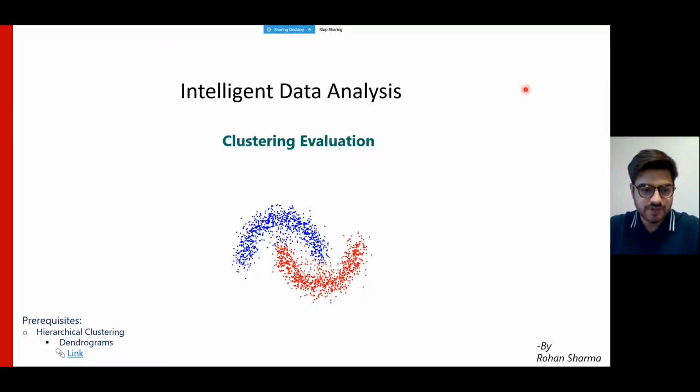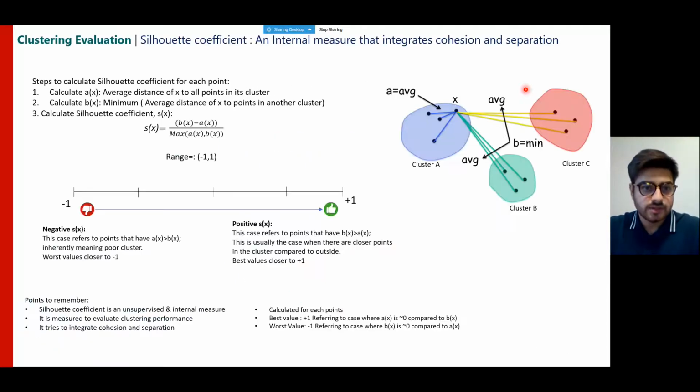The only prerequisites for this will be hierarchical clustering and dendrograms, which will be used for one of the metrics. I've also attached a link to a website which makes these two topics slightly easier to understand, if that is required. So moving to cluster evaluations for today, we start with the first metric, which is the silhouette coefficient.